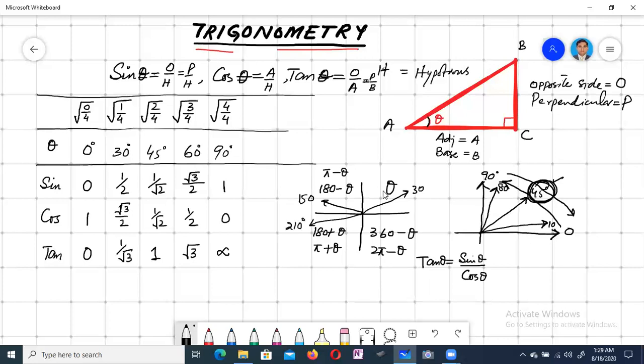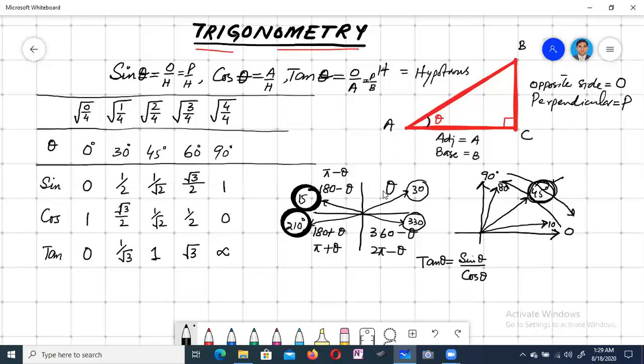210 is having the same value, but with the opposite sign. How will we place that sign? I'm telling you that one. In the fourth quadrant, 360 minus theta. Theta we have taken as 30. 360 minus 30 will be 330, and 330 also has the same value. The value of sine 30, sine 150, 210, and 330 will be the same, but with the opposite sign.